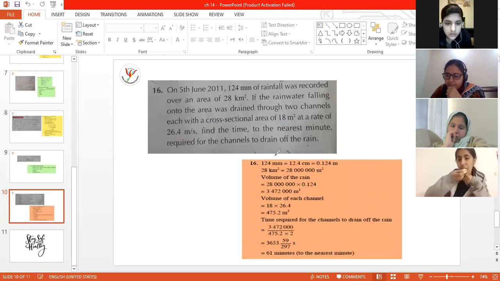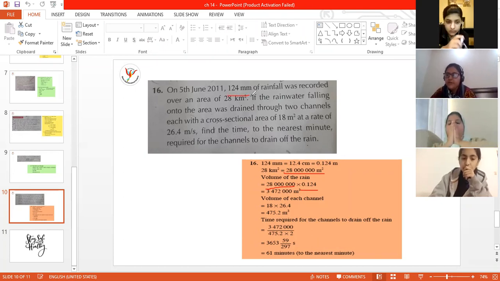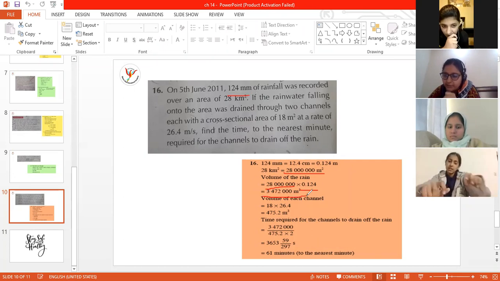Clear? Volume of the rain will be equal to the total area which is covered, 28,000,000 meter square, which we have converted, multiplied by the height of the rain. The total rainfall which was recorded is 124 millimeter. So by multiplying it, it will become 3,472,000 meter cube.